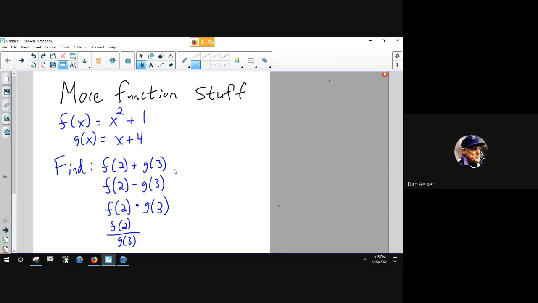Taking a look at the first one, we have 2 going into f, we have 3 going into g, and then we're going to add the two answers together. So calculating f of 2, we get 5. Calculating g of 3, we get 7. We're adding them together. So the sum of those two values evaluated in each individual function is 12.